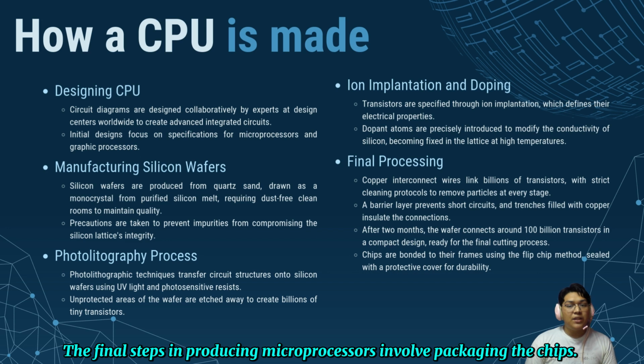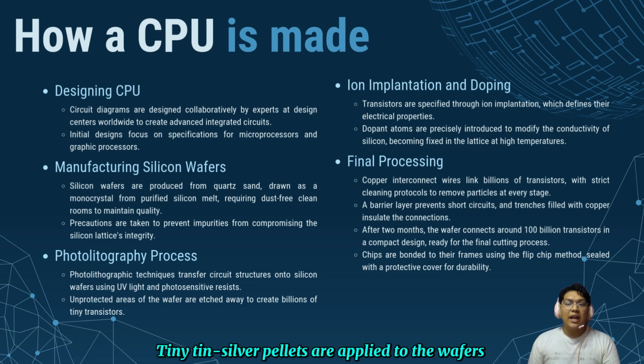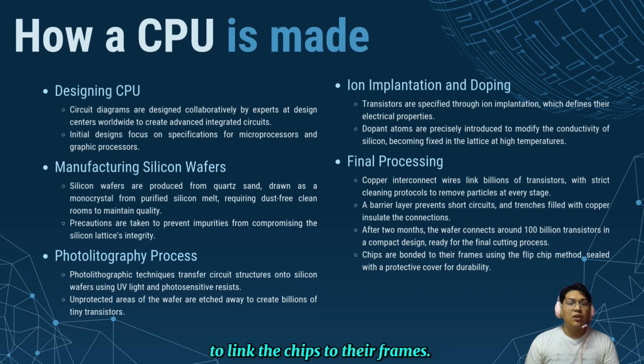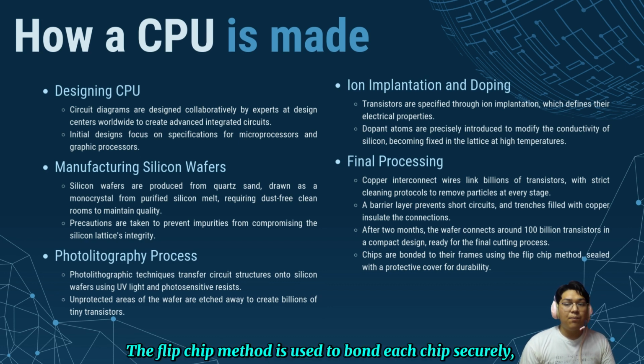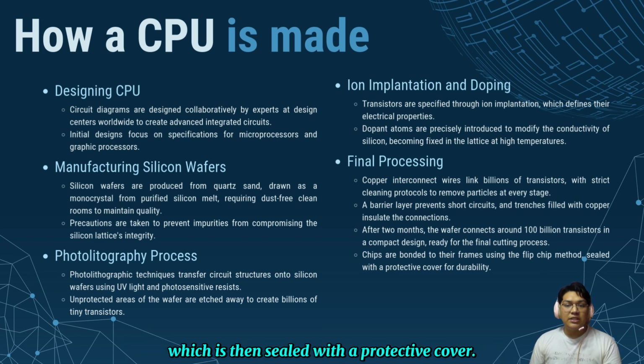The final step in producing microprocessors, or the CPU, involves packaging the chips. Tiny thin silver pellets are applied to the wafers to link the chips to their frames. The flip chip method is used to bond each chip securely, which is then sealed with a protective cover.